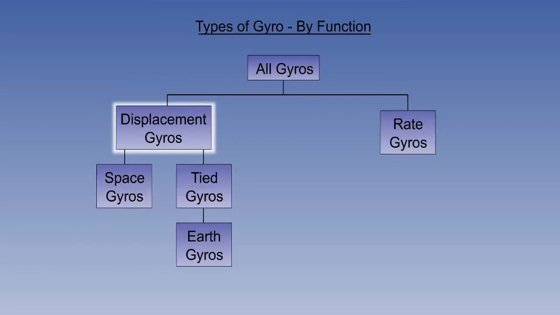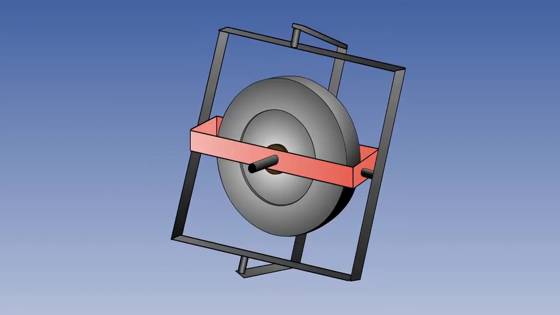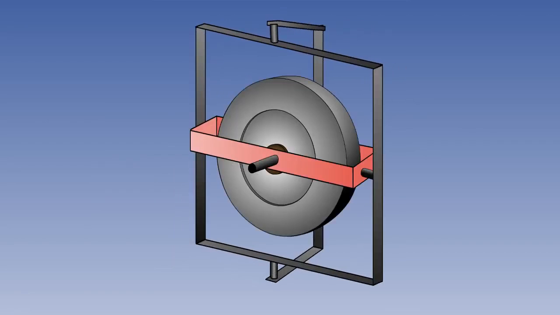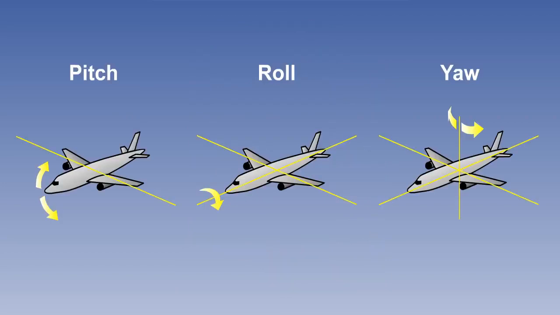To recap, we have seen that displacement gyros can be divided into space gyros and tied gyros. Both of these are 2 degree of freedom or 2 gimbal systems. They therefore allow the aircraft to pitch, roll and yaw without forcing the gyro out of its orientation. Let's look at how this is achieved.